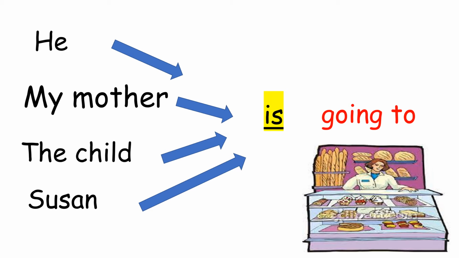My mother is going to the bake shop tonight. Mother is singular, so we use is. The child is going to the bake shop on weekend. Child is singular, we use is. Susan is going to the bake shop next week. Susan is singular, it's a person's name, so we use is.